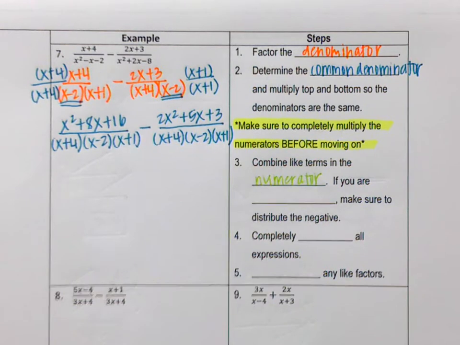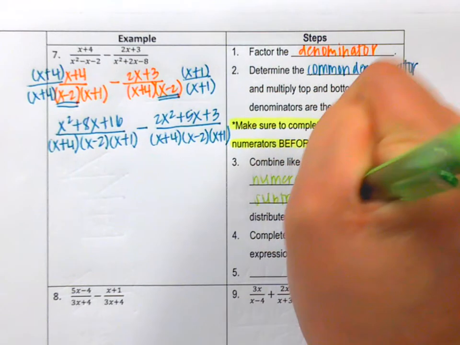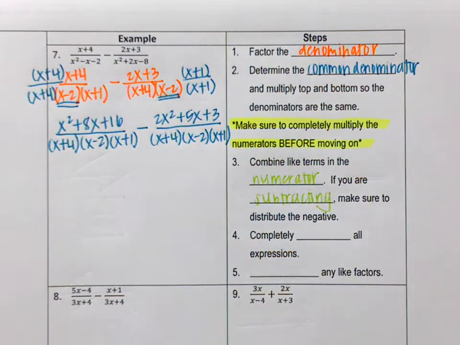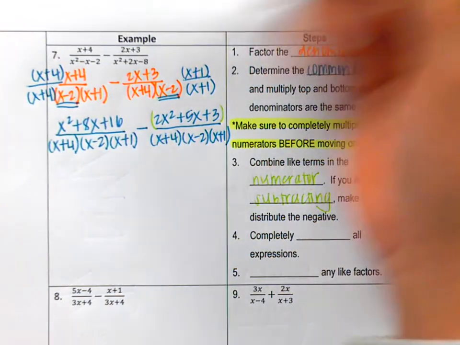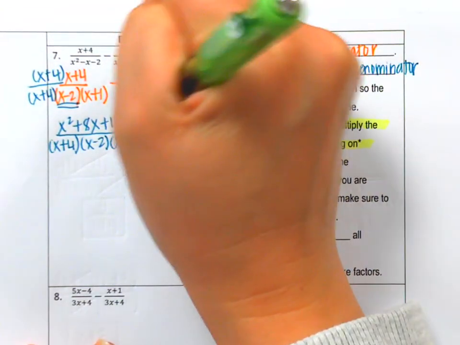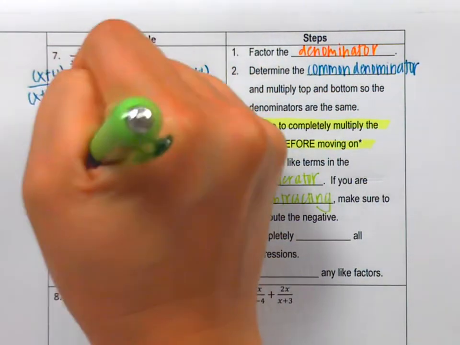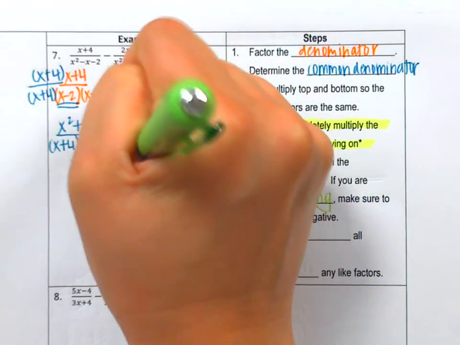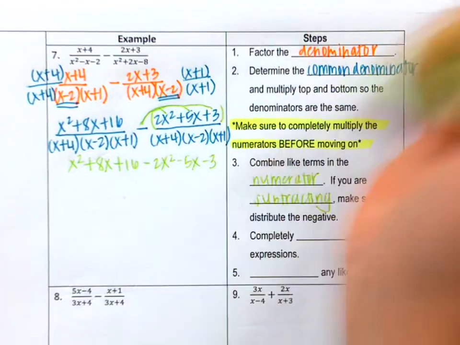If you are subtracting, which we are, I told you I'm involving every part in this problem, make sure to distribute the negative. So let's look at the top. We are subtracting here. So before we combine like terms, x squared, 2x squared, all that stuff, we want to distribute this negative to every single term after it. So what happens is I have x squared plus 8x plus 16 minus 2x squared minus 5x minus 3.